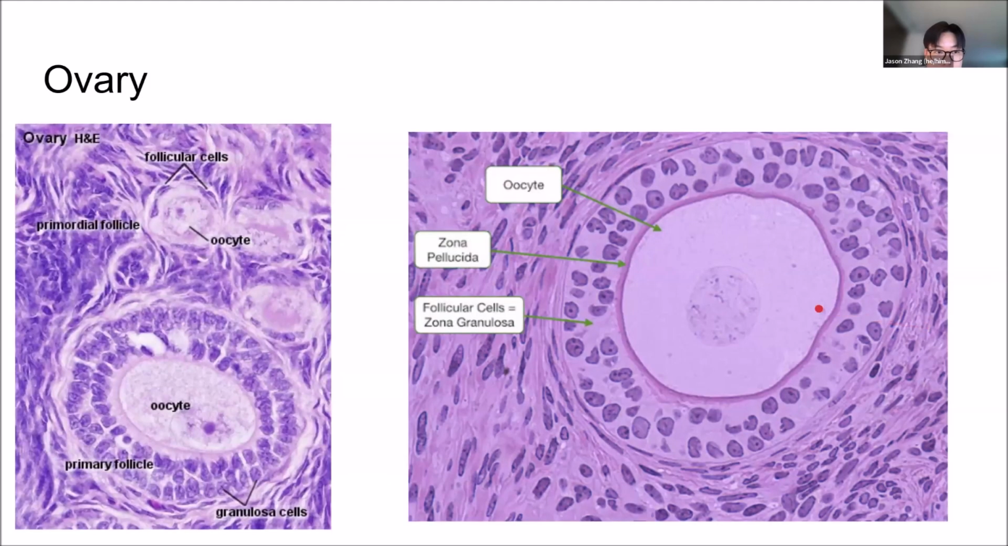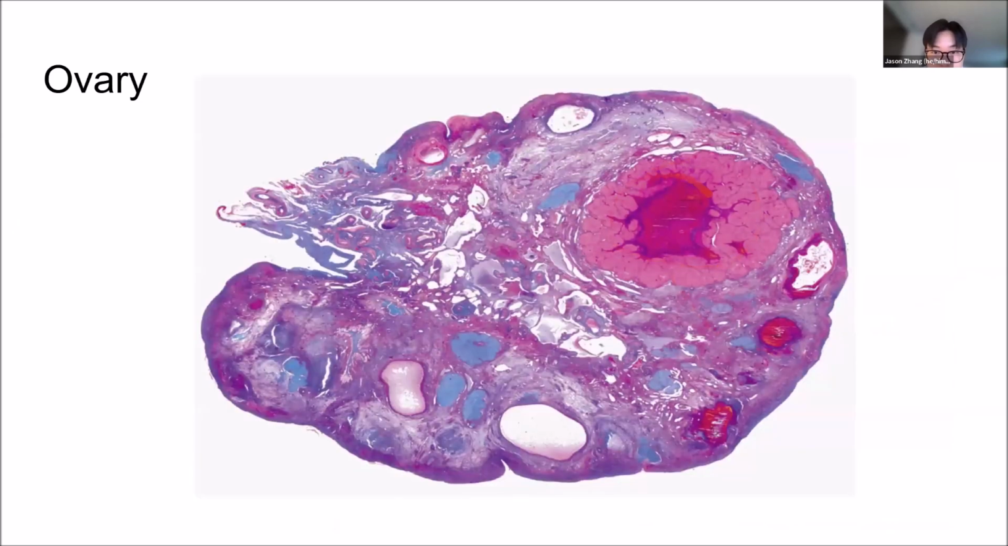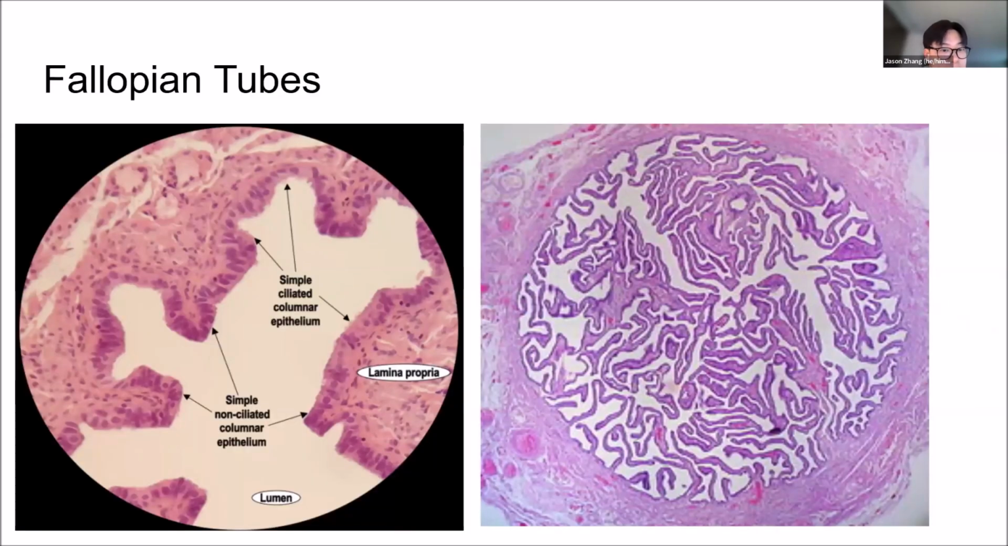And finally, ovary. This is a zoomed in picture of a maturing egg, but for the ovary, there's a zoomed out view, I think, on the next slide. You can see a maturing corpus luteum here. You can see some growing follicles. And finally, fallopian tubes, you'll see this simple ciliated columnar epithelium, also non-ciliated, and at a macro level, it looks like this. So I know that was very fast.